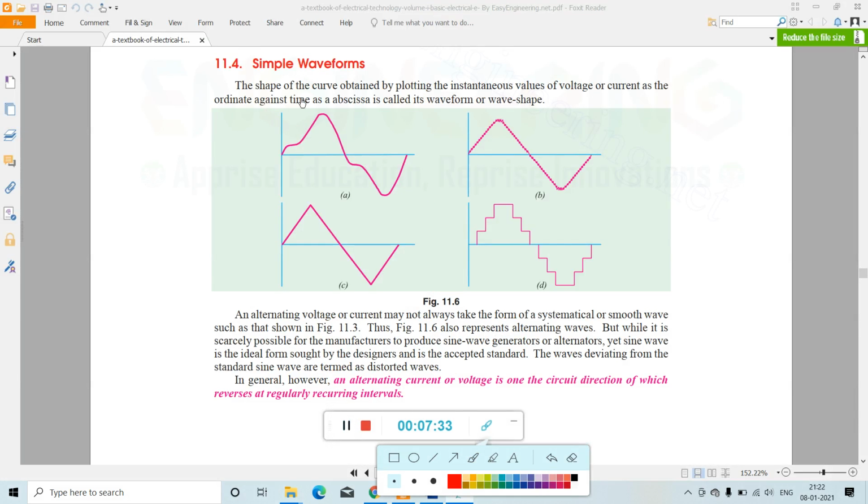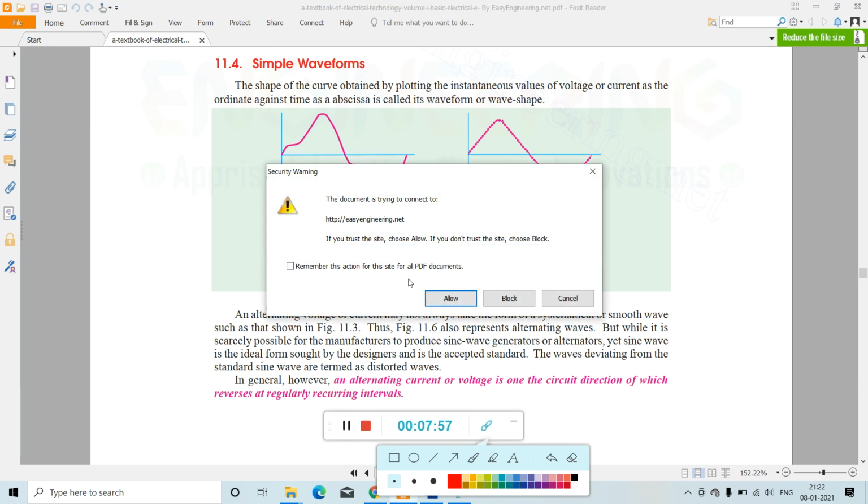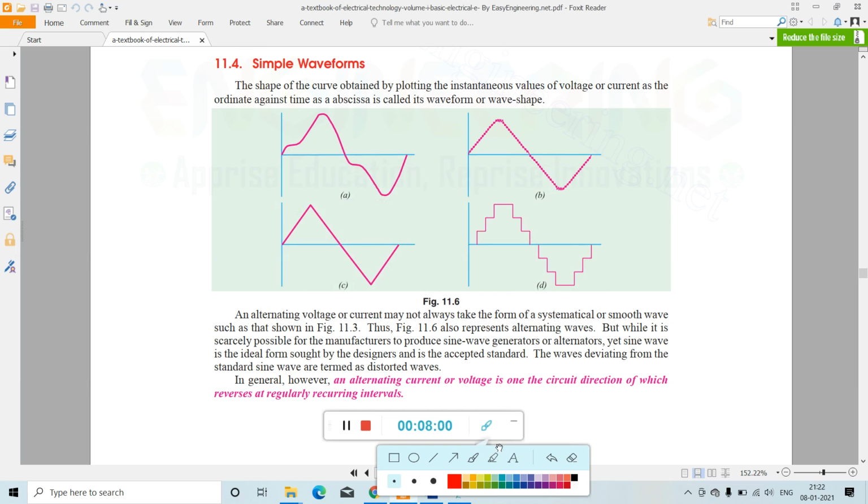So, simple waveform: the shape of the curve obtained by plotting the instantaneous values of voltage or current as the ordinate against time is called waveform or wave shape. Instantaneous value means the value of a voltage or current for a particular time. See, this is a time axis. Okay, here it is a time axis.